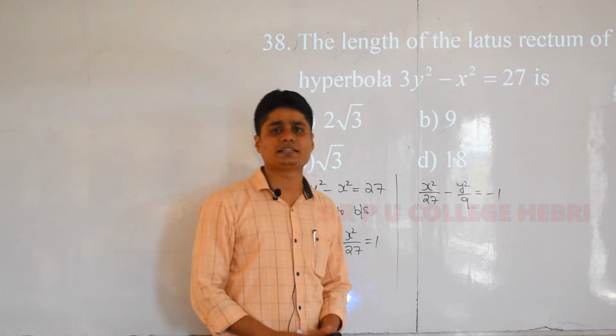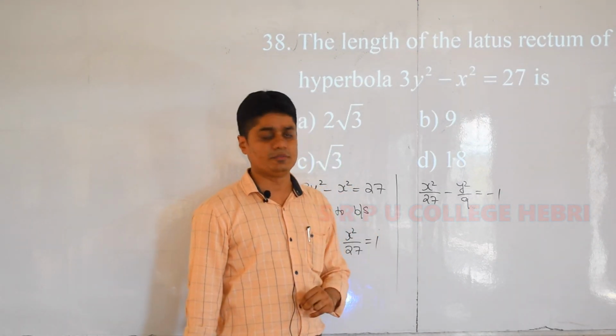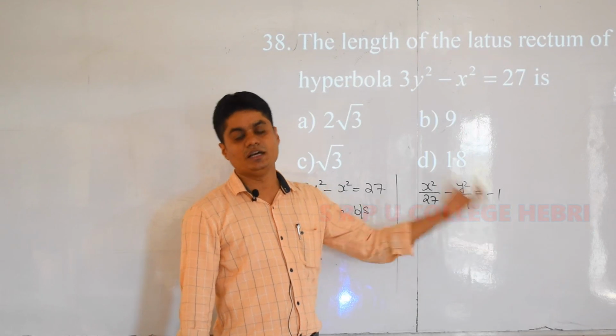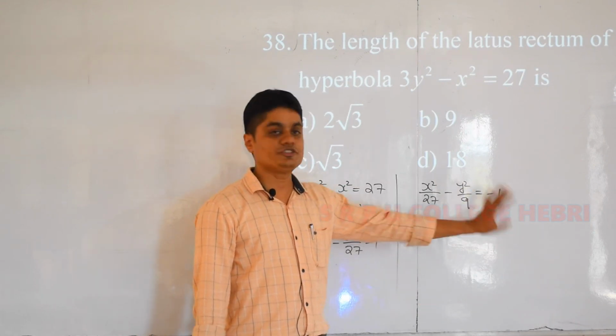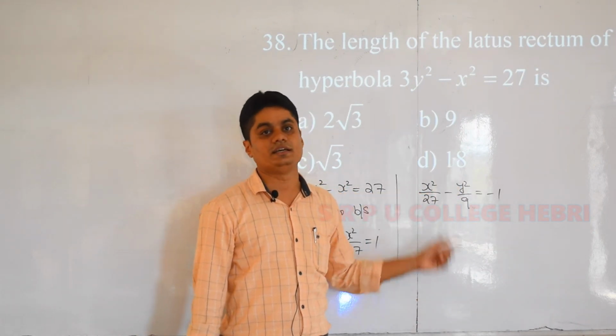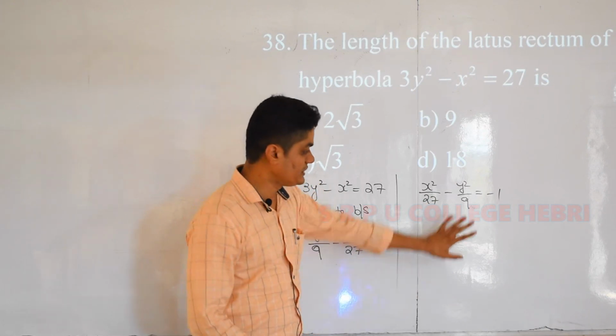Which type of hyperbola have you learned? You just learned two types of hyperbola: the standard hyperbola and the conjugate hyperbola. How did you differentiate them? In a conjugate hyperbola, the right hand side is minus 1. For a standard hyperbola, the right hand side is 1. So it is a conjugate hyperbola.